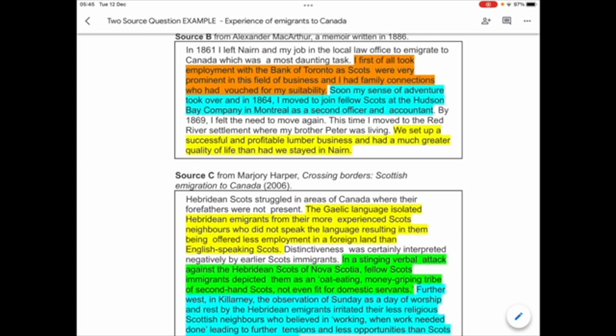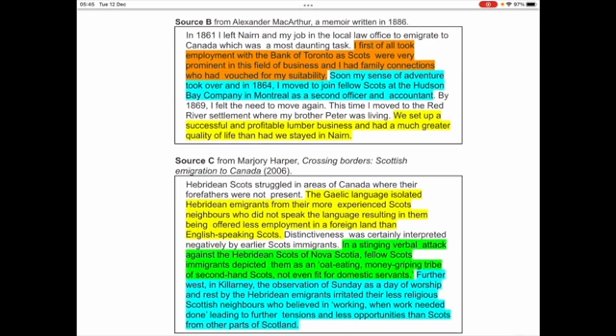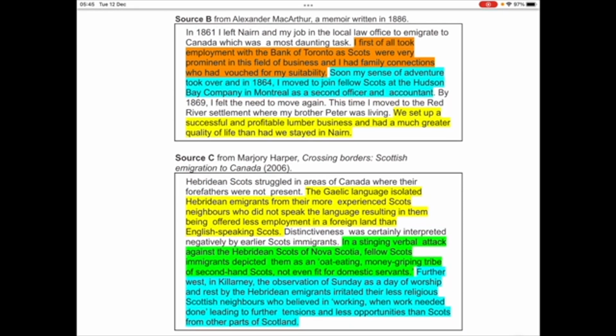So I've highlighted 3 source points from each source. Now, I'm not going to necessarily write all of those source points. I'm going to take 2 from source B and 2 from source C, because of course I have my overall sentence.